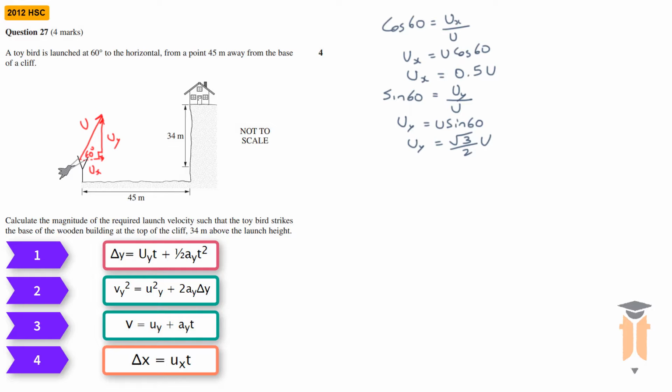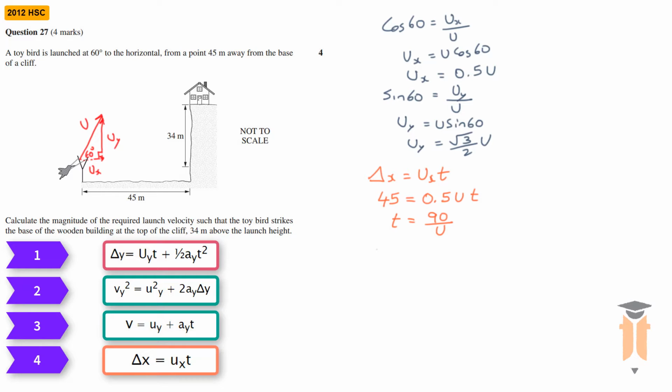So the first equation we're going to use here is the change in the horizontal displacement. So change in x is equal to ux t. I know my change in x, which is 45. My ux I can use in terms of u, so 0.5 u times time. So from here I can find an equation for time by making it the subject. So time will equal 90 over u. Now that I've got t, I can then substitute that t formula into the next equation.